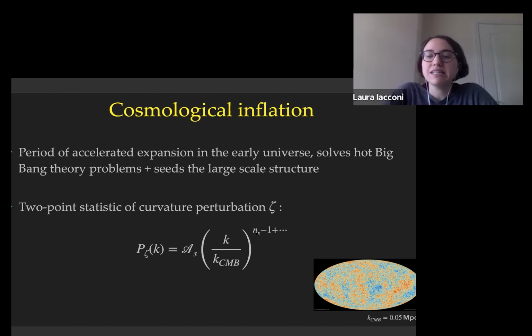So you can see here that if n_s is exactly equal to 1, then you have a completely scale invariant power spectrum. So it means the power does not depend on the scale you consider. If n_s deviates from 1, you have other types of behaviors.